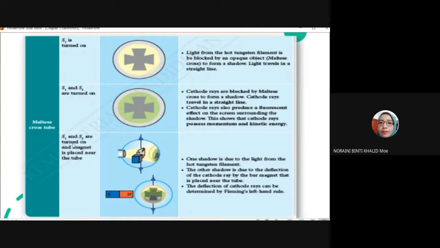S1 and S2 turn on, and there's a magnet placed near the tube. Let's say this position, left side. Okay, so what happens to the shadow? You can apply Fleming's left-hand rule here.